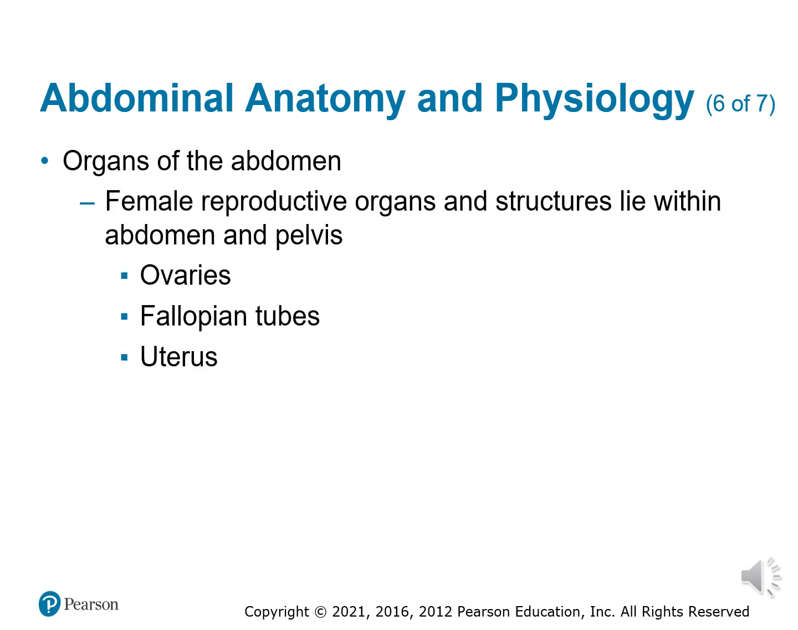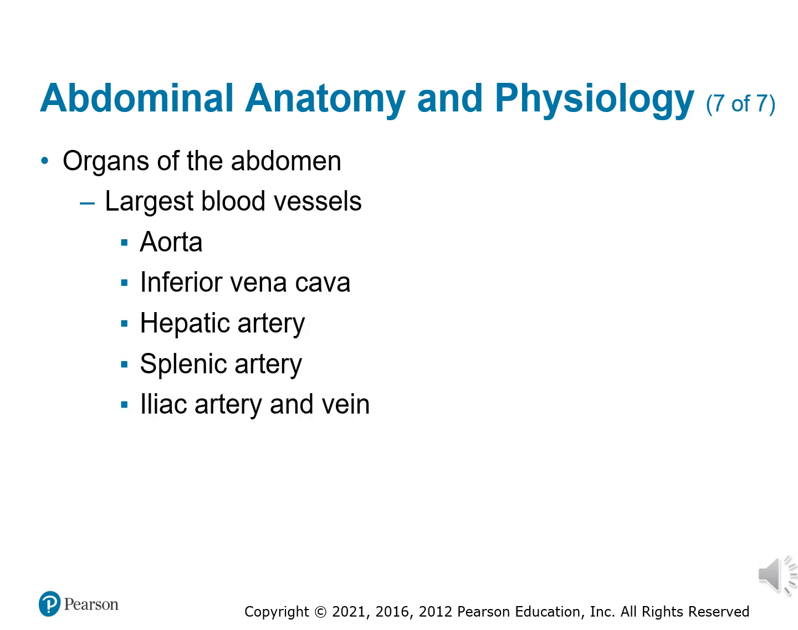Female reproductive organs and structures lie within the abdomen and the pelvis, which are your ovaries, your fallopian tubes, and the uterus. You have your largest blood vessels, which are the aorta, the inferior vena cava, the hepatic artery, the splenic artery, and the iliac artery and vein.